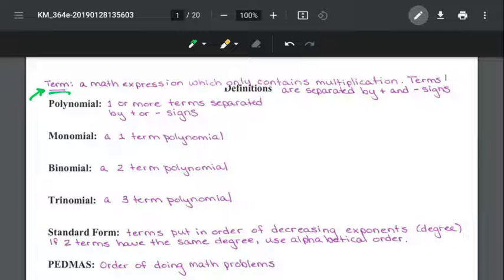So for example, it can be variables, it can be numbers. I could say 3, that's a term. 3x, that's still a term because you're multiplying 3 times x. Now, if I add or subtract sign, this is a term, and this is a term. If I add another add or subtract sign, that's another term. Okay. Now, the number of terms has different names.